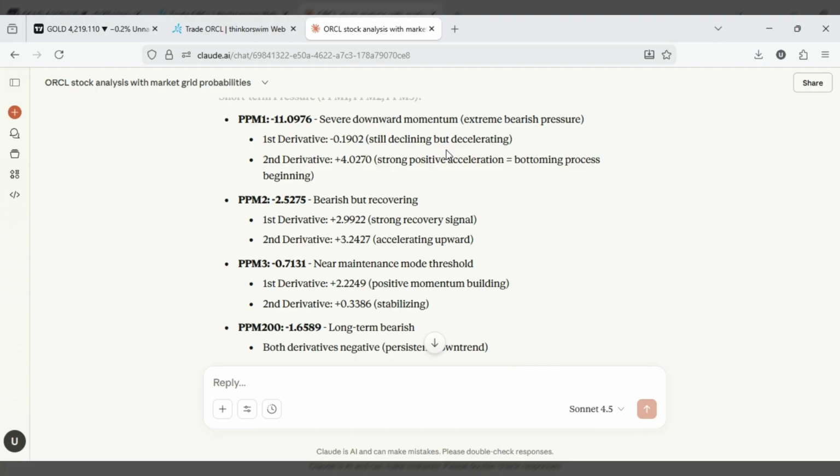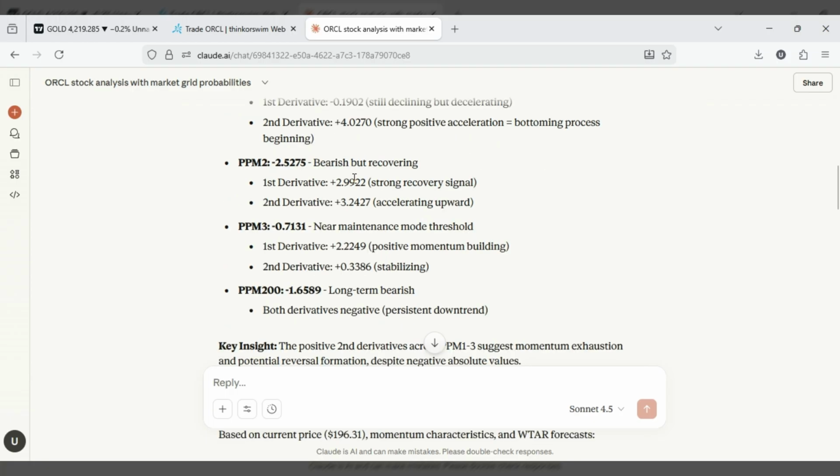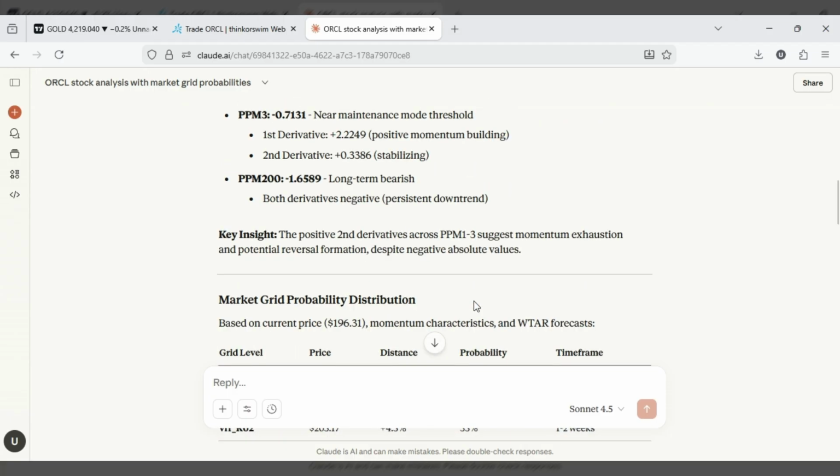Okay, so the first derivative is still, as of then, bearish, okay? Still declining, but decelerating. Robustly positive second derivatives, strong positive acceleration, bottoming process beginning, okay? Strong recovery signal, accelerating upwards, positive momentum building, stabilizing. But in the case of the 200 period moving average, it was already decaying, a persistent downtrend. So we're really not going to give a lot of thought to that.